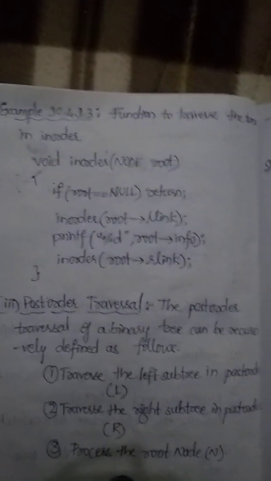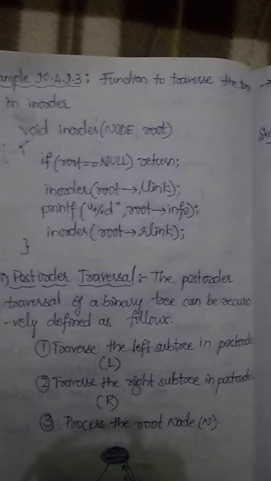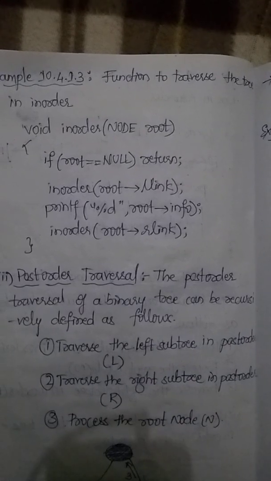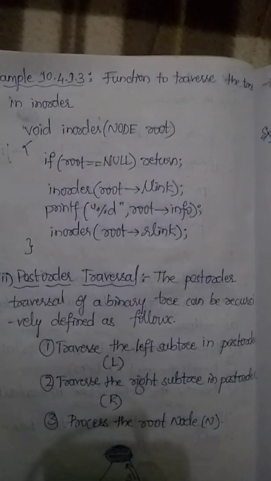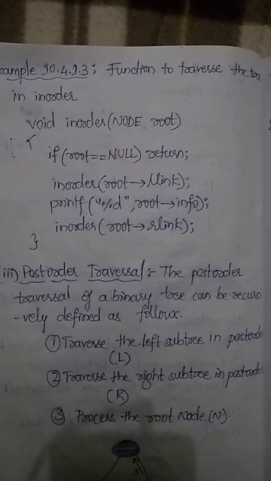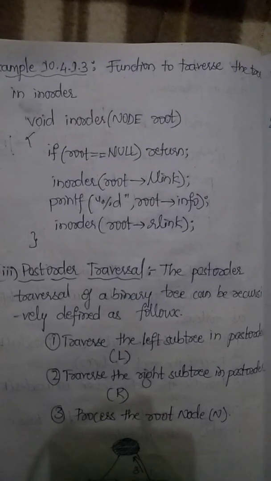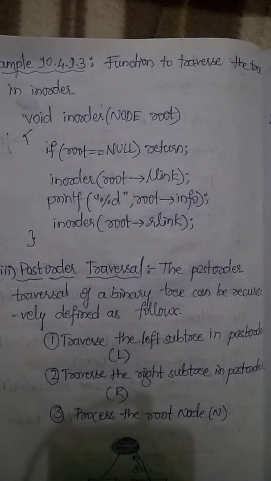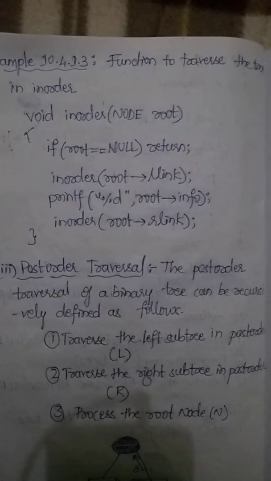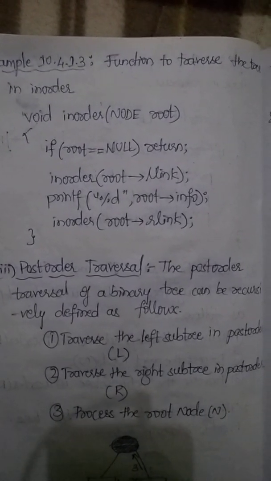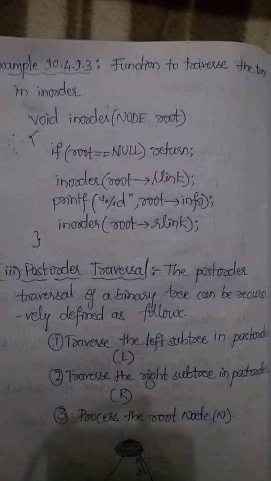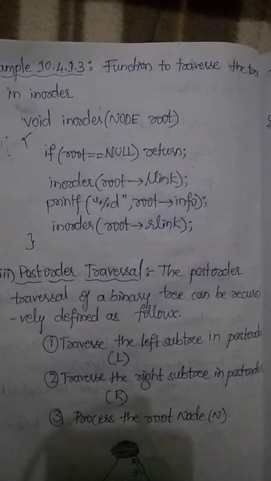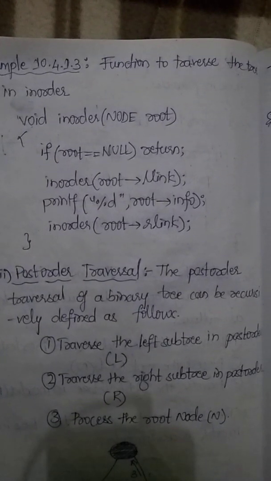So this is the function to traverse the tree in order. In order, again we are going with the root node. First we will check whether the tree exists or not, so we will check the condition if root is equal to null. If that is equal to null, then return nothing, or otherwise first go for the left subtree, then go for the middle, that is the root node. We will print the information of the root, then lastly we will go for the right subtree, right.